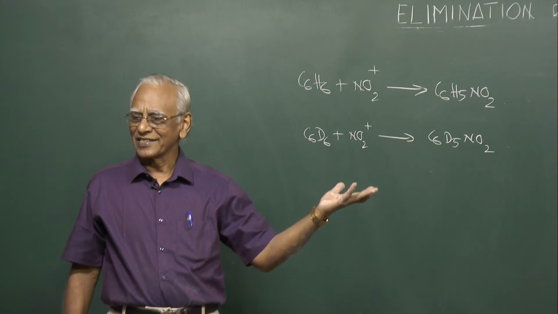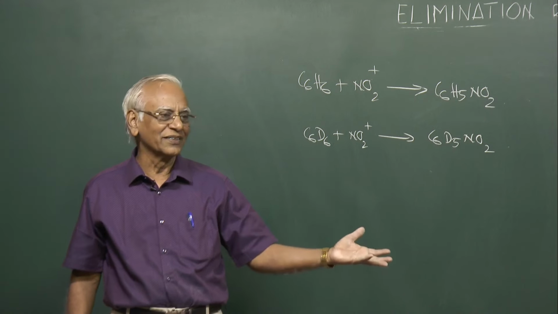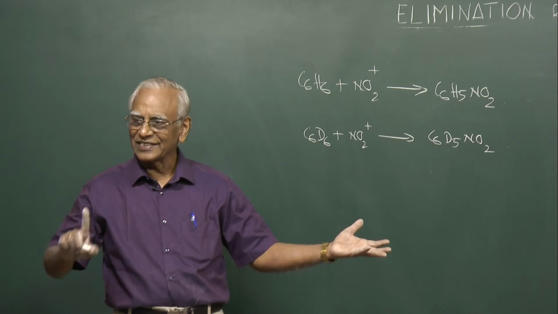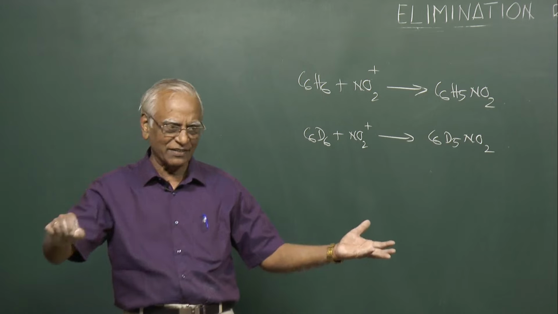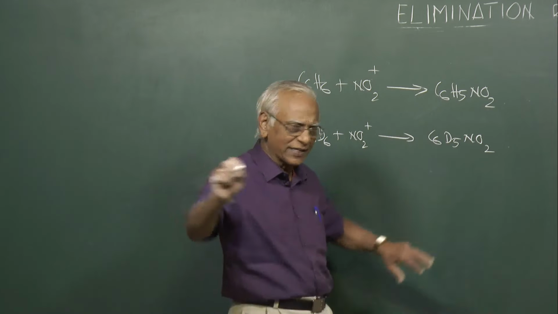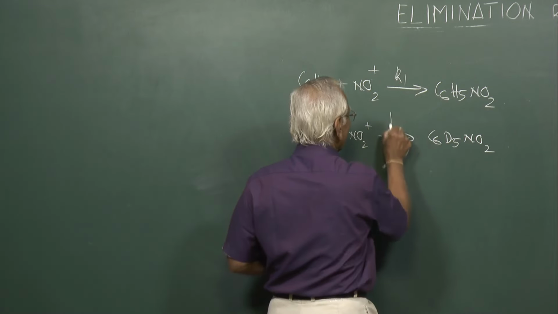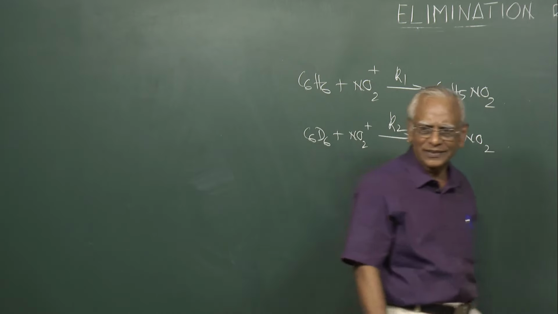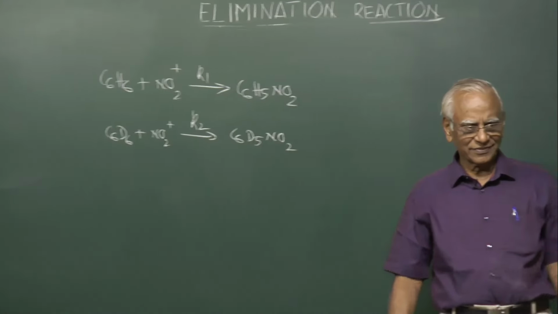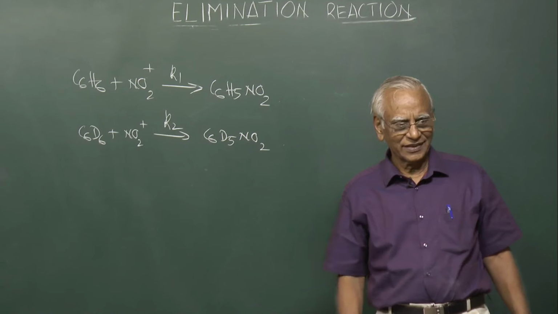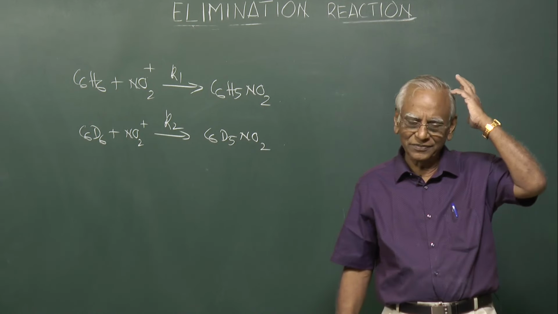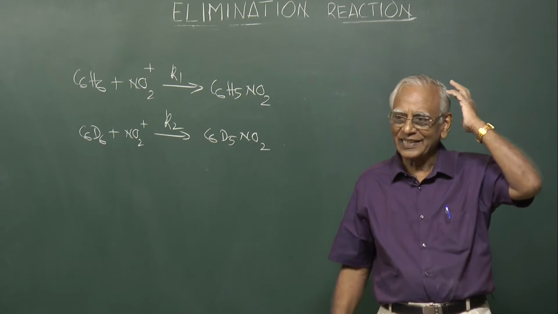Because there is no hydrogen deuterium isotope effect at all. Only when you have got the hydrogen deuterium, when there is a change in the rate of the reaction. Here the rate of the reaction is going to be identical. We have to prove that K1 is equal to K2 here. Because the carbon deuterium bond is not broken in the rate determining step.